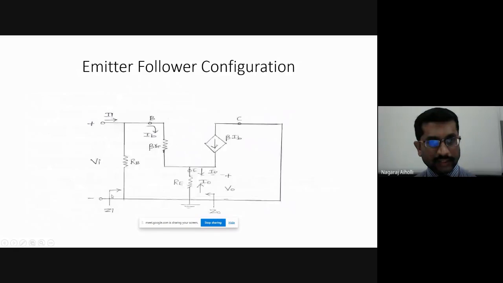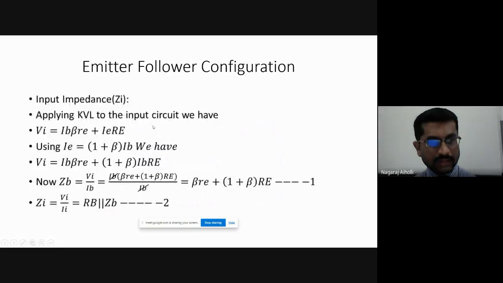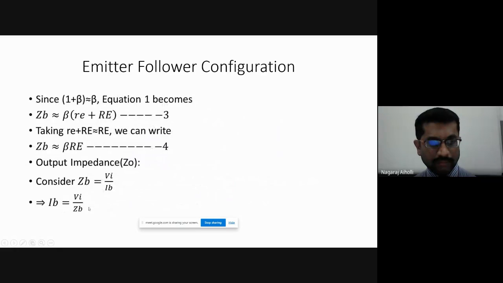Zb is the impedance at the base terminal: it is the input voltage Vi at the base terminal divided by the base current Ib. So Vi by Ib gives the impedance at the base terminal. Zb is Vi divided by Ib, or Ib is Vi by Zb. Just rearrange the terms: Ib will be equal to Vi divided by Zb.